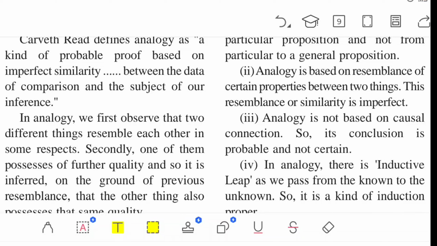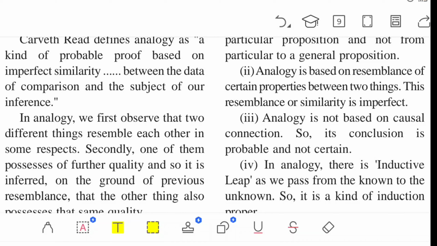Okay, ekdom perfectly je mili jabo tenekwato hobo nuare. So jitu amar resemblance hoy, that is very imperfect in nature. Analogy is not based on causal connection aru analogy to causal connection establish kora no hoy ba discover kora no hoy. So its conclusion is probable, not certain. Scientific or certain hoy kintu unscientific aru analogy jitu conclusion ase, that is not certain in nature, they are probable.